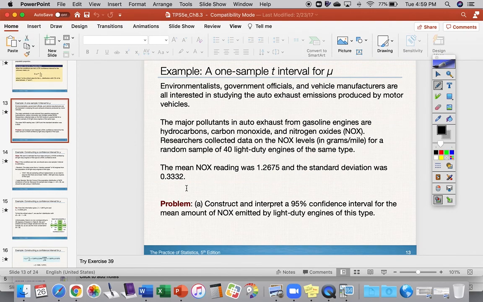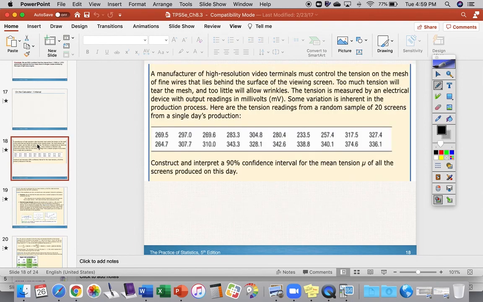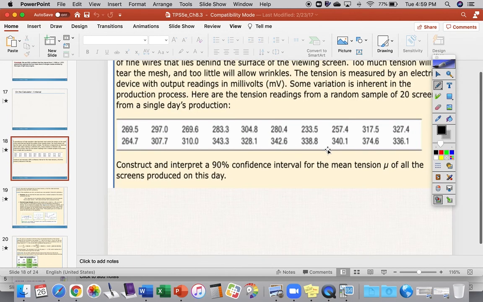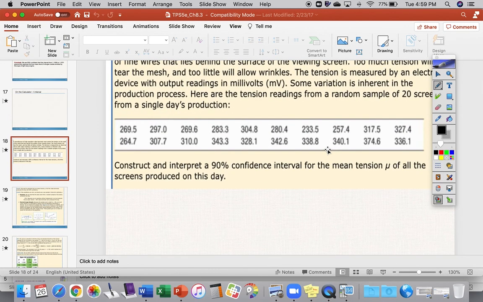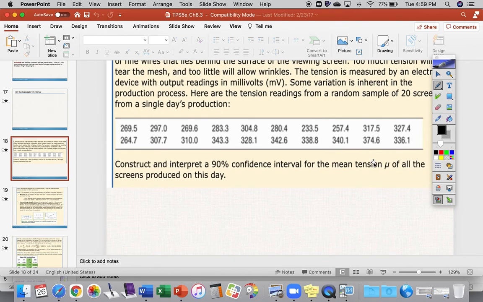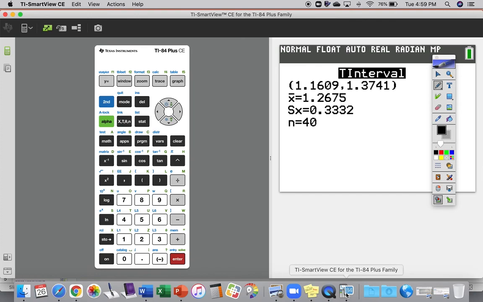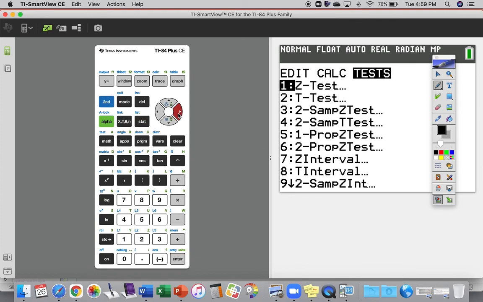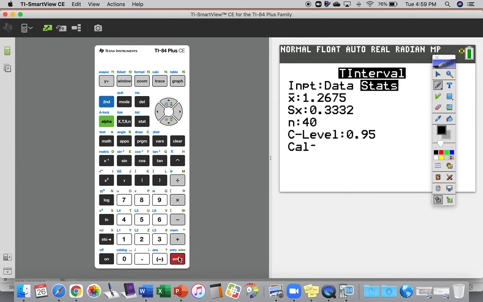Last problem we just did, they gave us the mean and the standard deviation. This problem that I put in, they gave you the raw data. So, raw data now, keep in mind, with the raw data, you're going to be putting this in the calculator. You will go to stat, you will go to tests, you will go to t-interval. And this will just be data.